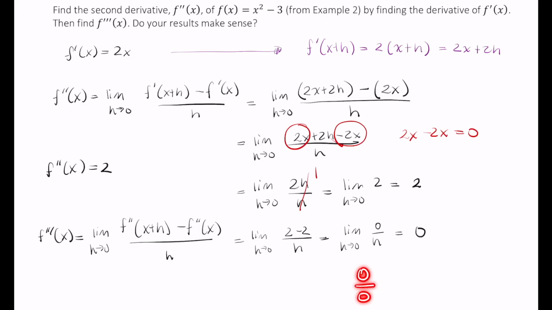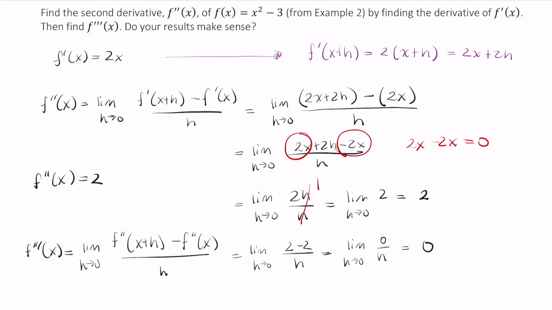And it might be a good time, if you have an iPhone, to ask Siri what 0 divided by 0 is. Okay, so this tells us that the third derivative of x is equal to 0.